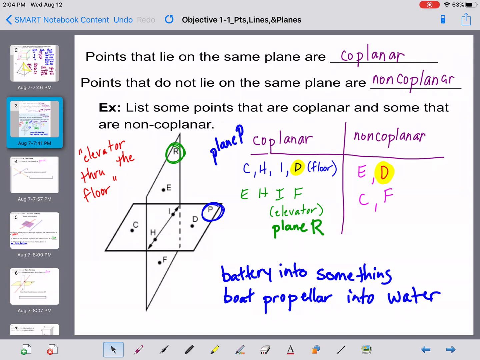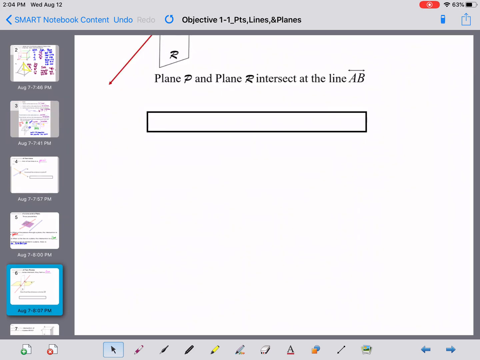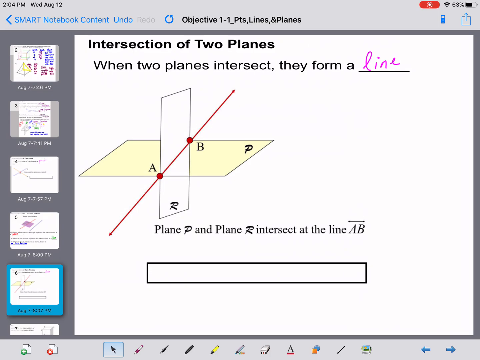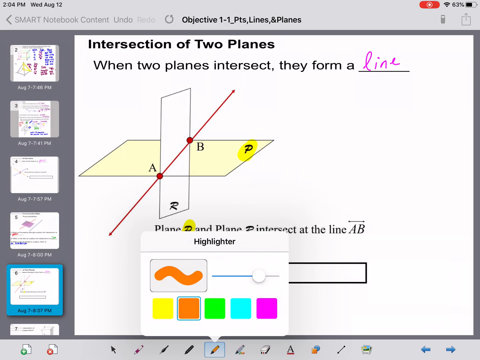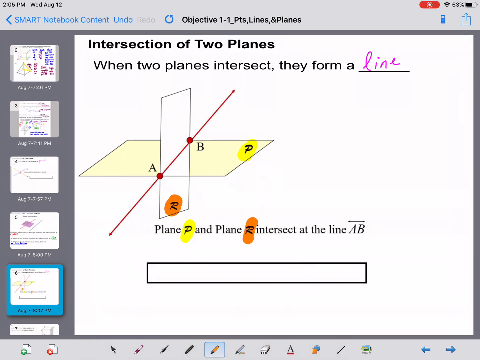So if you think about the water as being a flat surface and the horizontal surface, and if you think about that propeller as being the vertical surface or vertical plane, that vertical one is going to cut into that horizontal one. So when two planes intersect, they form a line. And from our example here, P is this funny looking one here. R is here. When those two intersect, their intersection is this line AB.